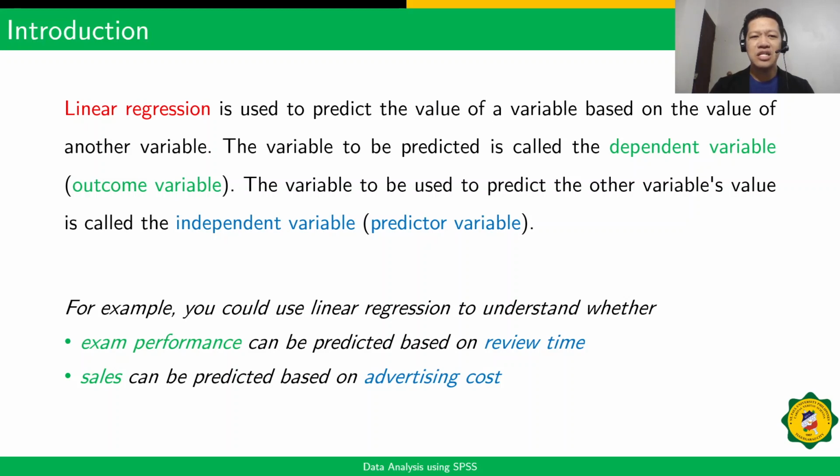Linear regression is used to predict the value of a variable based on the value of another variable. The variable to be predicted is called the dependent variable, or what we call the outcome variable. The variable used to predict the other variable's value is called the independent variable, or the predictor variable.